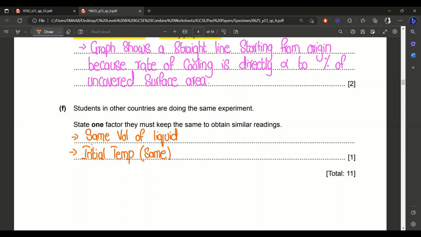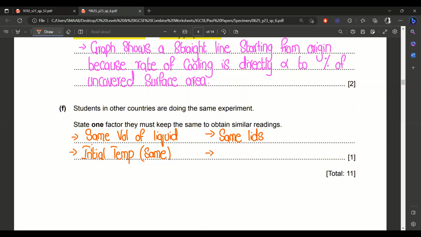And if we talk about some other factors, we have to use the same lids. That is also very important, right? Because we studied the factors that change the rate of evaporation or the rate of cooling because of a change in the apparatus. So we have to use the same lid. If someone is using a lid of some thickness, all students in different countries must use the same thickness of lid. Otherwise, it will be difficult.